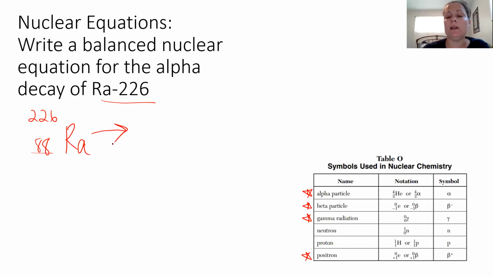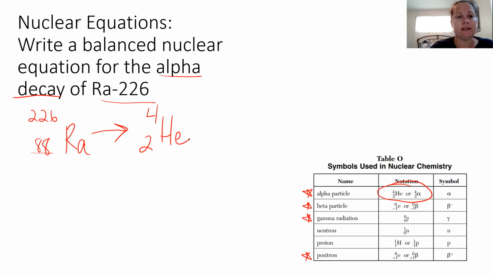Next, I want to see what it's going to become. All I know so far is that it undergoes alpha decay. So what that means is it spits out alpha particles. There's two ways to write an alpha particle: 4,2 He for helium, or 4,2 with the alpha symbol. It makes no difference which one you choose. 4,2 He. I'm not done yet because I don't know what new particle this is going to form.